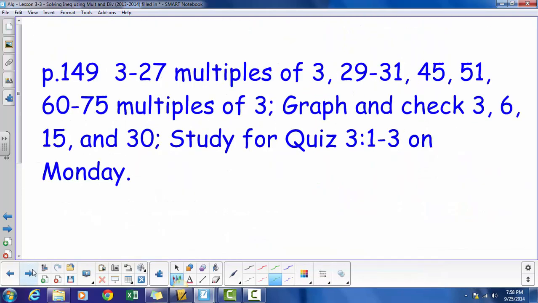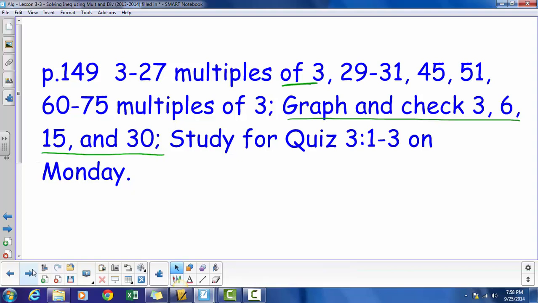So here's your homework assignment. Page 149, 3 through 27, multiples of 3, 29 through 31 all, 45, 51, and then 60 through 75 multiples of 3. I need you to graph and check numbers 3, 6, 15, and 30, and then study for a quiz. We're going to have a quiz on Monday. No review, just a quiz on Monday. Okay? And that's all I have for you.